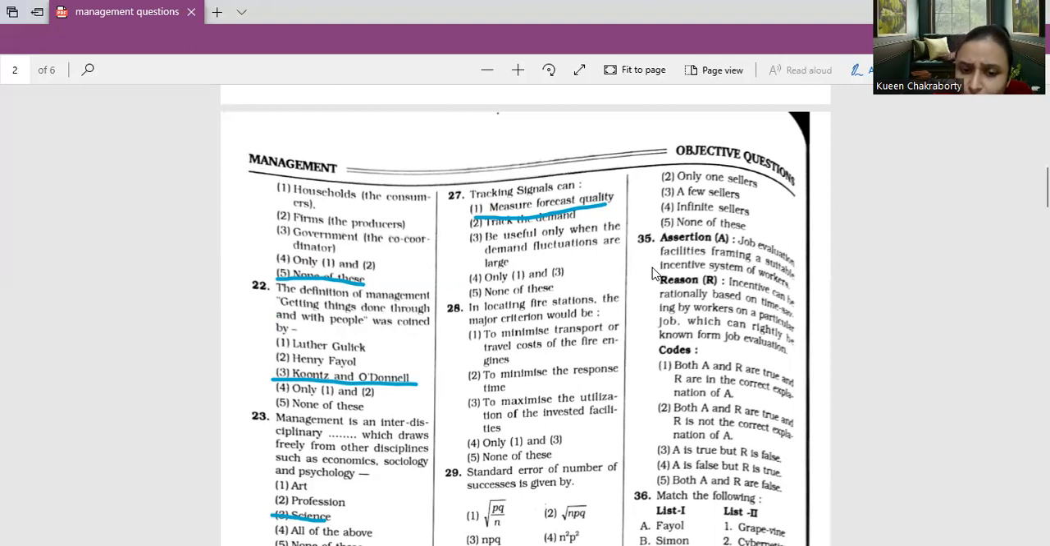In metropolitan areas, fire vehicles need to cross highways or bridges and other traffic obstacles, which delay the response time. So that's again a problem. So to minimize the response time would be the correct criteria of locating the fire station. So option number 2 is our correct answer. That is for question number 28. We have to minimize the response time.